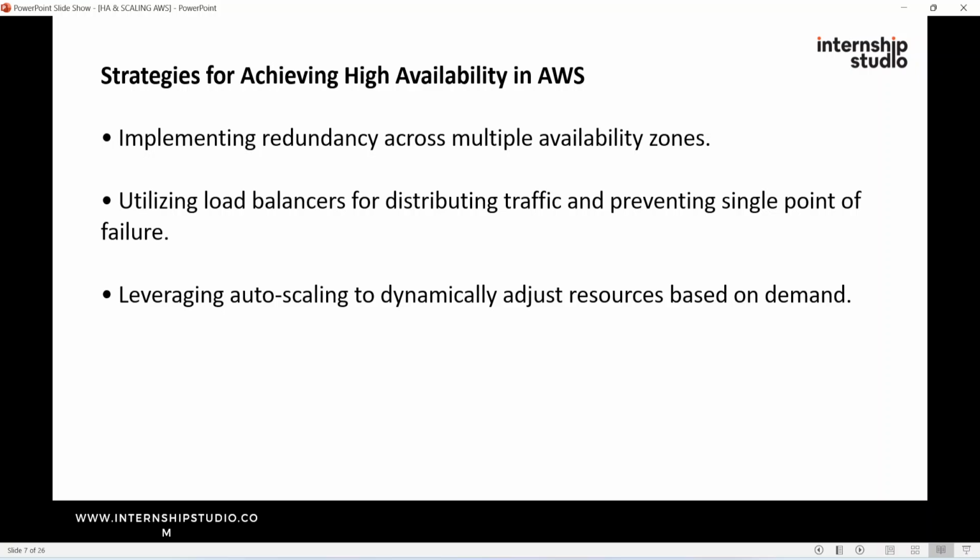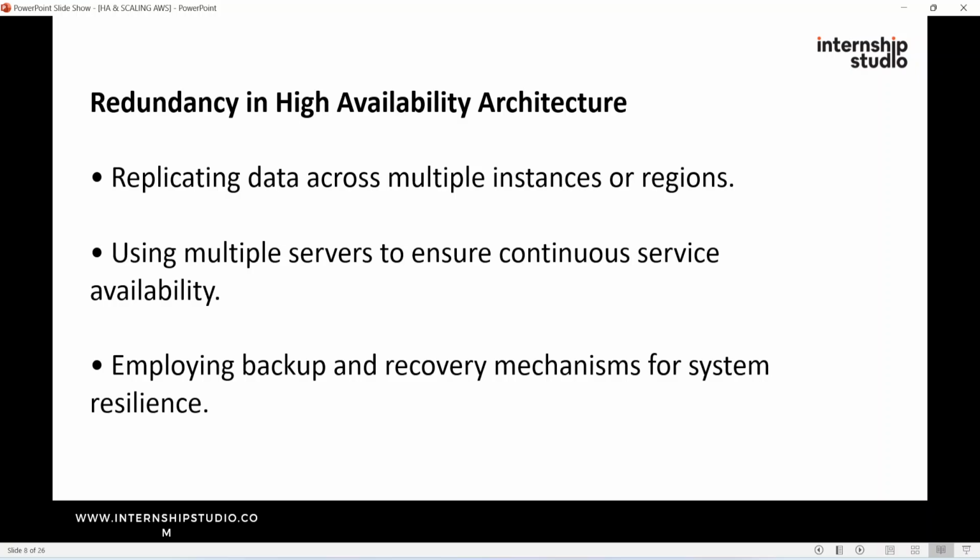These are a couple of strategies. Next is the redundancy in high availability architecture. How do we achieve this using an HA architecture? The first thing is replicating data across multiple instances or regions.